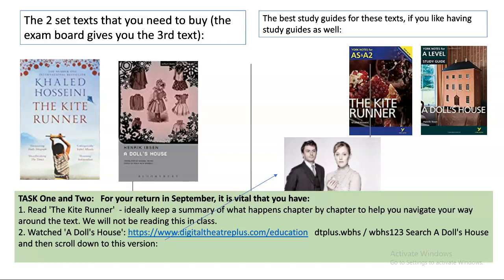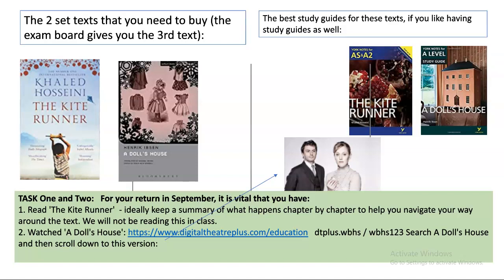We'd also like you to watch A Doll's House, and I've given you the link for Digital Theatre Plus, so you can watch that on there free of charge. You've got the login details, and again there is more than one version on there, so I've given a little picture of the one that you need to be looking for on Digital Theatre, and that's the one to watch.